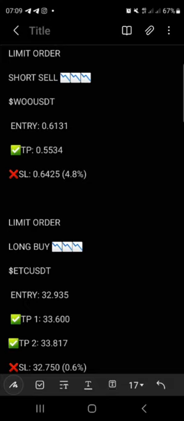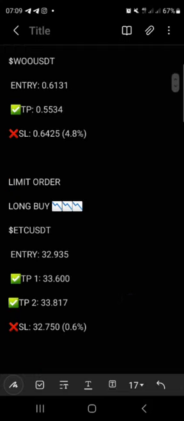But in a long buy order, you're predicting that the market is going to go up. So if the market goes down, that means you're going to be making a loss. Therefore, your stop loss is going to be below your entry. In this case, you're going to be subtracting your stop loss from your entry. Now your entry is 32.935. That's for the long buy, while your stop loss is 32.750. You can see I put the stop loss percentage at 0.6%. Now let's see how I arrived at that.